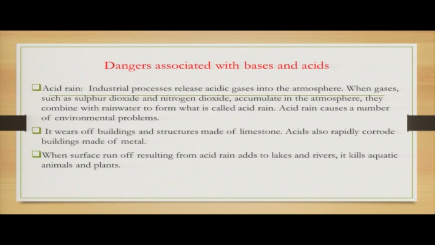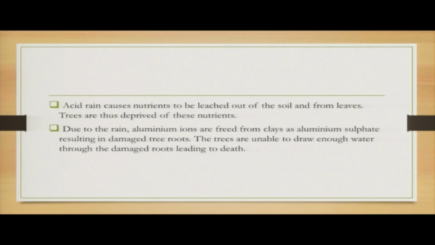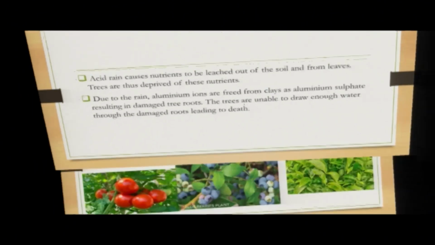This acid rain is very dangerous because when it forms, it will destroy some of the buildings that are made of cement and clay, because those substances contain calcium carbonate. We also have to mention that this acid rain causes nutrients to be leached, so they get into the lower layers of the earth, and therefore crops may not be able to access the nutrients. Aluminium ions are freed in the form of aluminium sulfate, resulting in damaged trees.